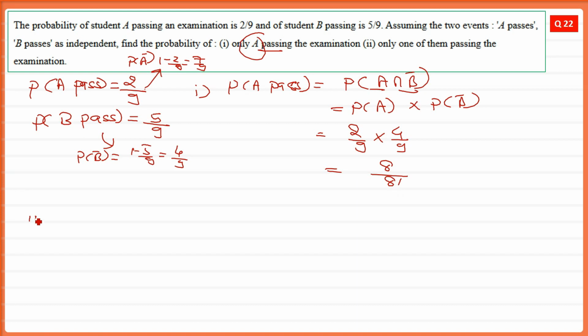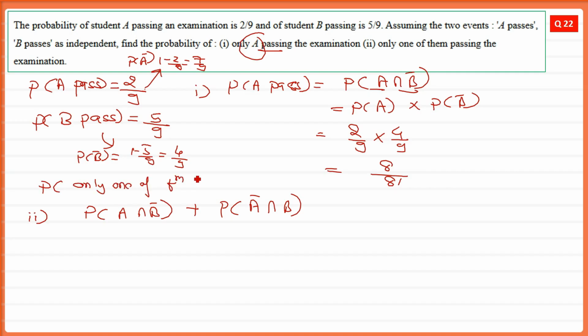Then the second part. The second part is asking for only one of them passing the examination. What does it mean? That is, A passes, B fails. This has to happen together. Or B passes and A fails. So A' ∩ B, and we need to add them in order to get only one of them passing the examination. So these two combined is actually what we are finding. You can write it like this: the probability of only one of them passing the examination.